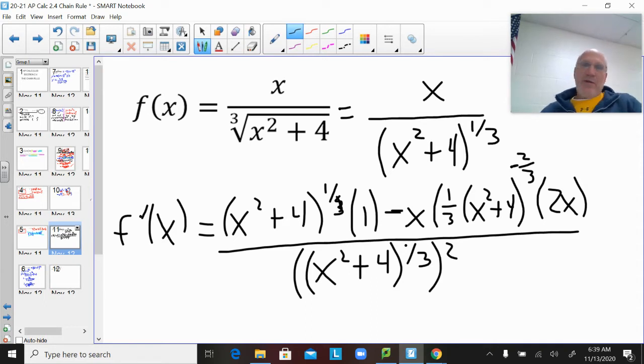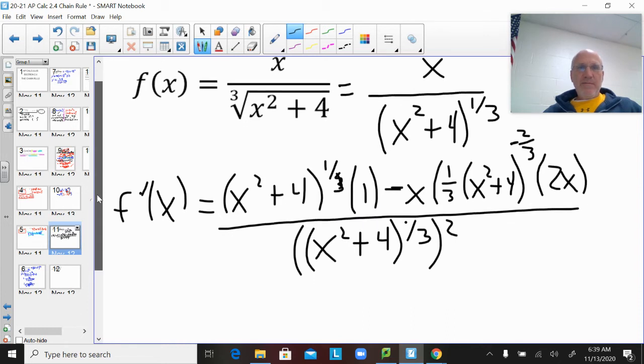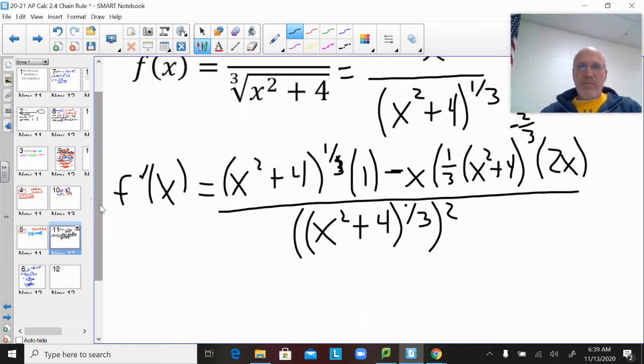Now we have to be able to clean this up. So let's look for a GCF. I'm looking again. Here's this minus sign that separates my two terms. Do I have any common factors on either side of that minus sign? They both have an x squared plus 4 to a certain power.